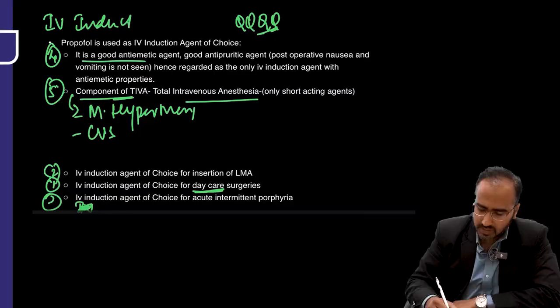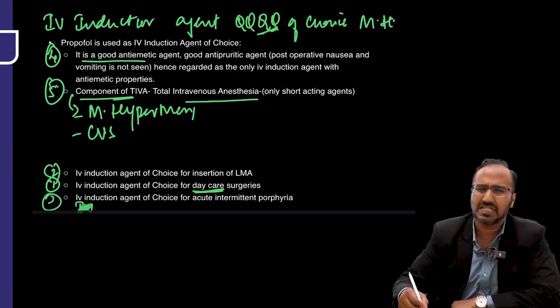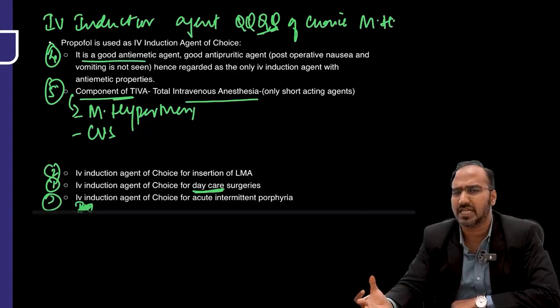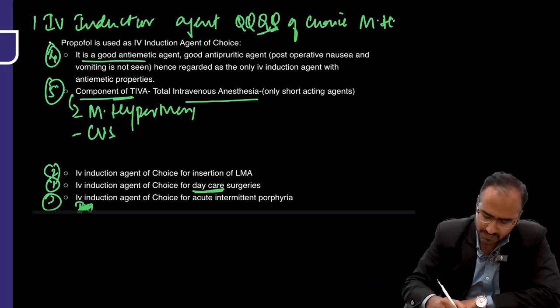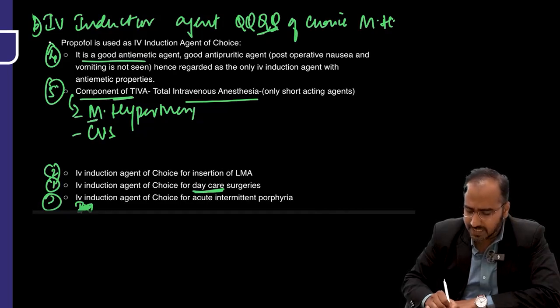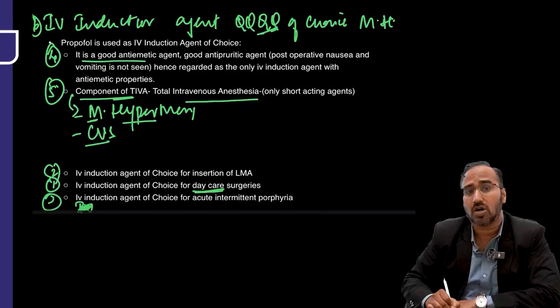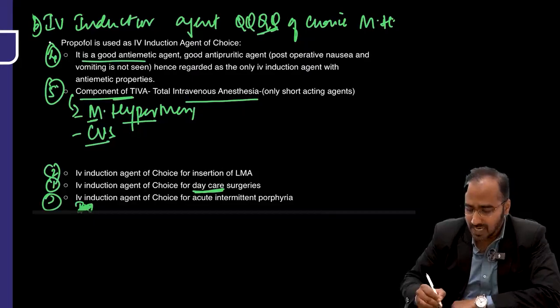IV induction agent of choice for malignant hyperthermia. Basically, it's a favorite IV induction agent. In many conditions it is used as the IV induction agent of choice. So it's a component of TIVA. TIVA is total intravenous anesthesia, which can be used in malignant hyperthermia or cardiovascular disorders.